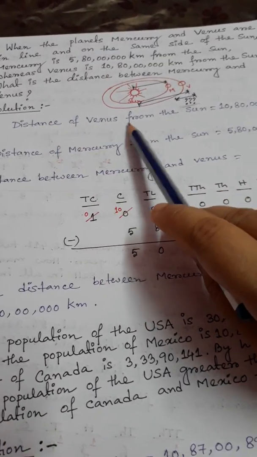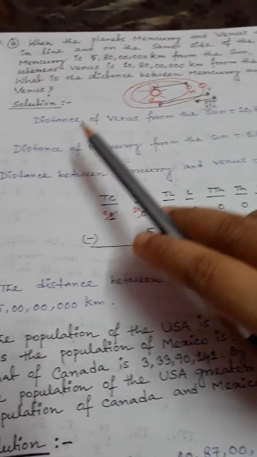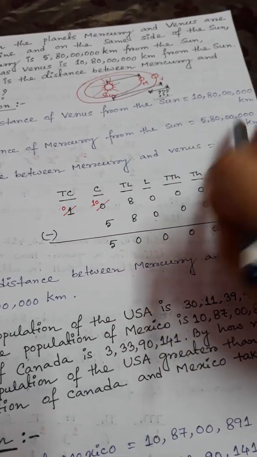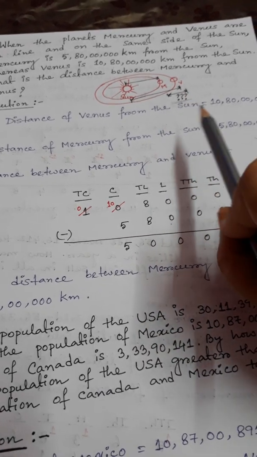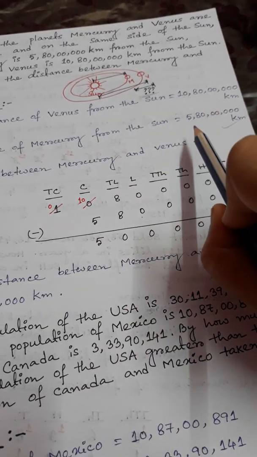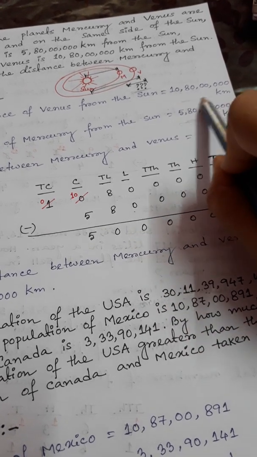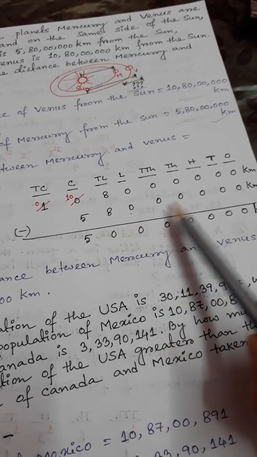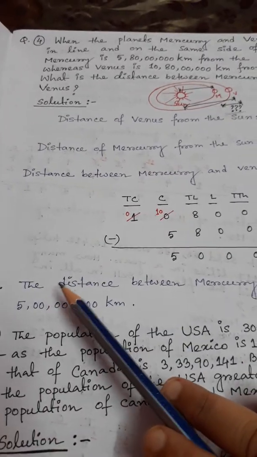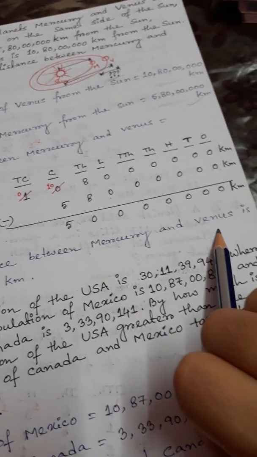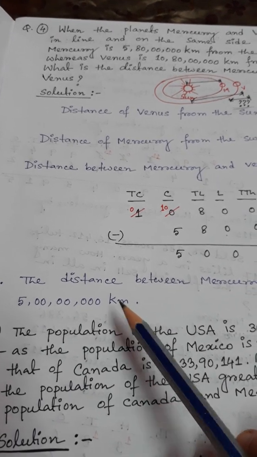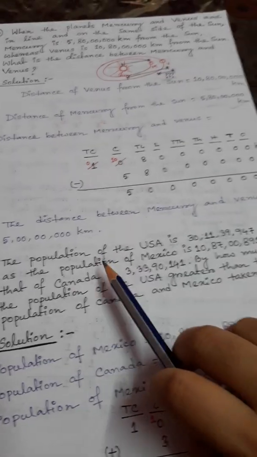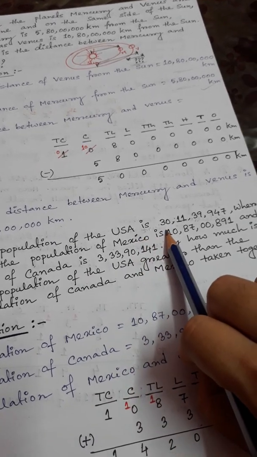These unknown things we have to find out. So you write the distance of Venus from the Sun, and then the distance of Mercury from the Sun. Then you start subtraction. So you subtract this number from this number. You write the numbers in the place value chart and start subtraction. After getting the result, you write the result this way. The distance between Mercury and Venus is 5 crore kilometer.